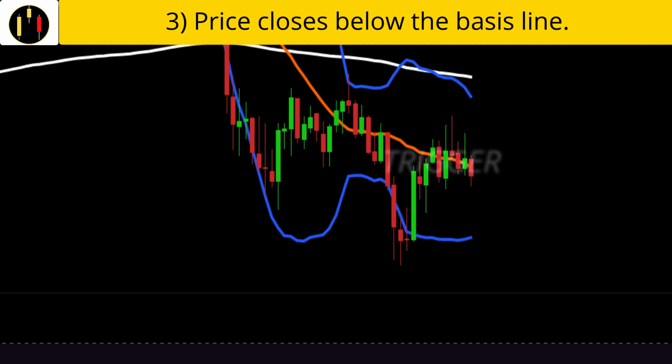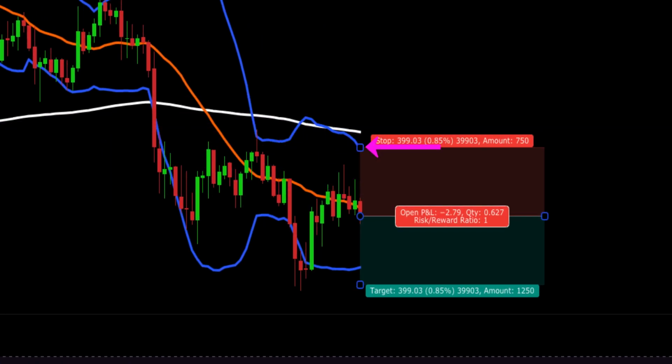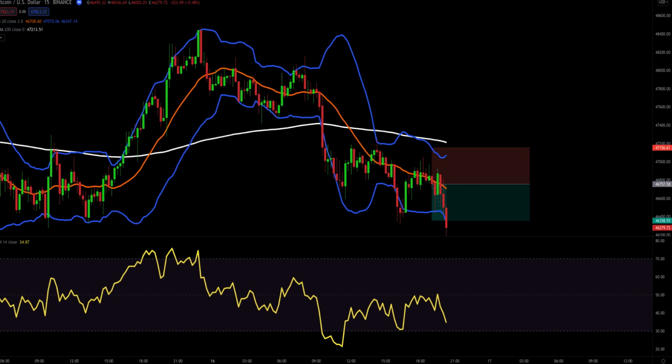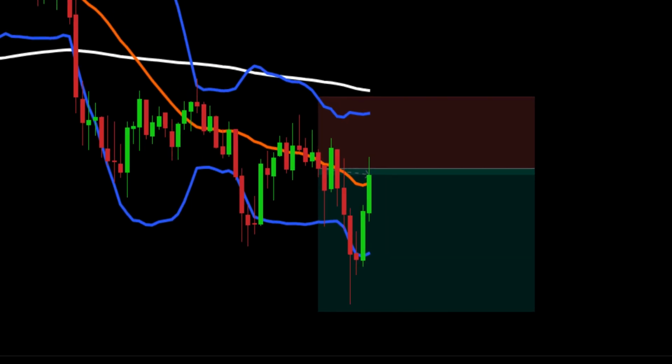This is our trigger. We place our stop at the upper Bollinger Band in blue and target 1-to-1 for half our total position. When 1-to-1 is hit, we move our stop to break even and then target 2-to-1 for the remainder. And this one stops out at break even.